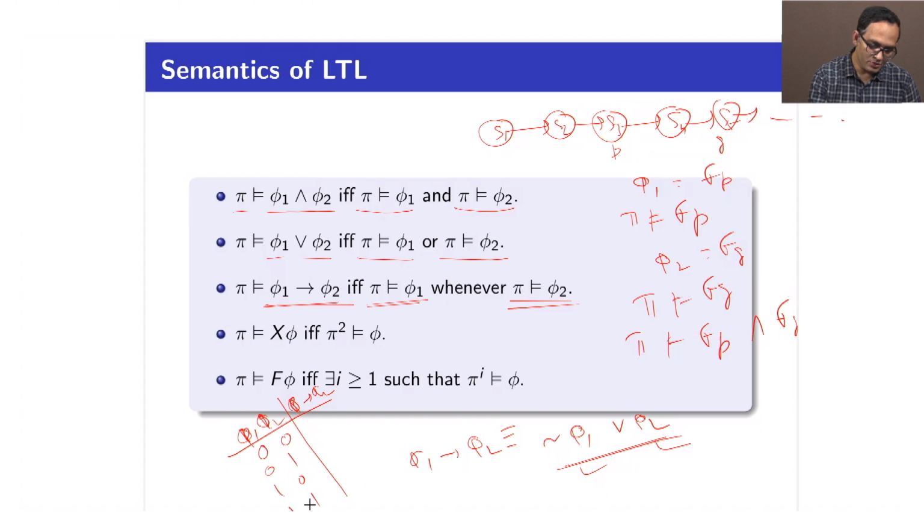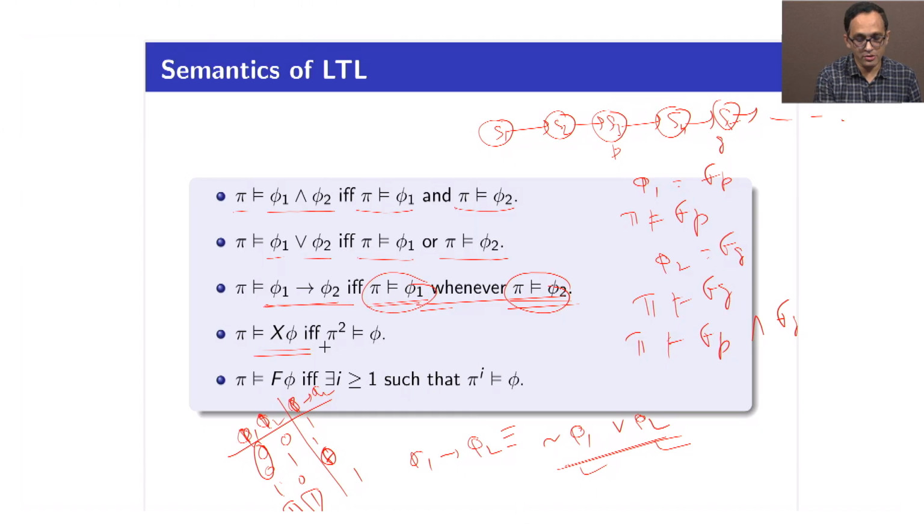If this is 1, then this is true; but if this is 0, I do not care about phi 2. If it is 1, then phi 2 has to be 1. This is what I have written here: if pi satisfies phi 2, then phi 1 has to also hold, otherwise I do not care. And the next operator, next phi, means in the next state phi holds.